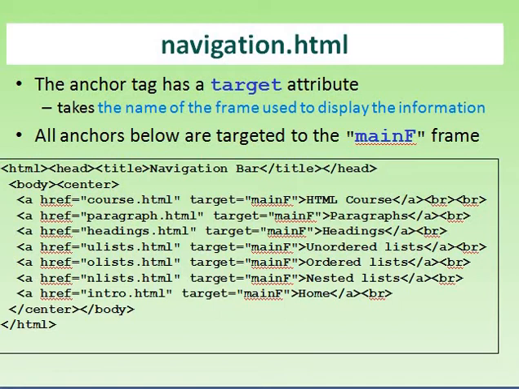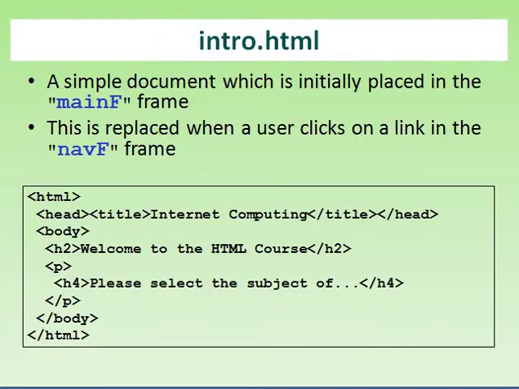The anchor tag has a target attribute. It takes the name of the frame used to display the information. In this anchor tag, the target is mentioned by the frame name. That is why giving a name to a frame is relevant. Only then can we specify where the corresponding web page should appear.